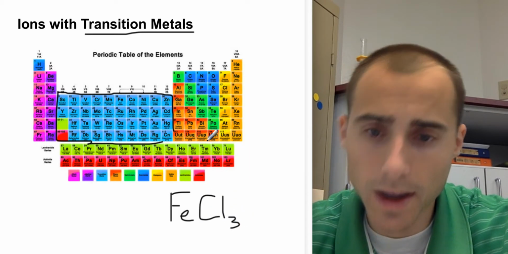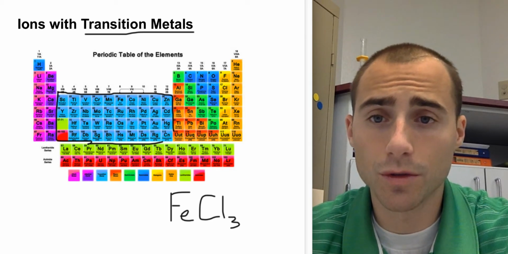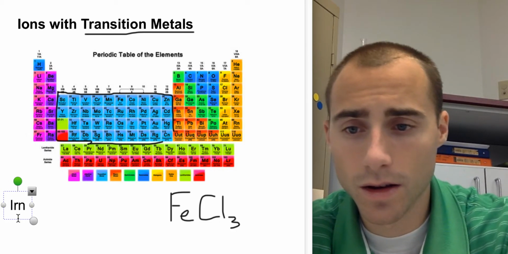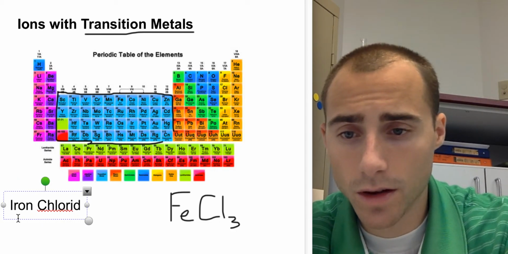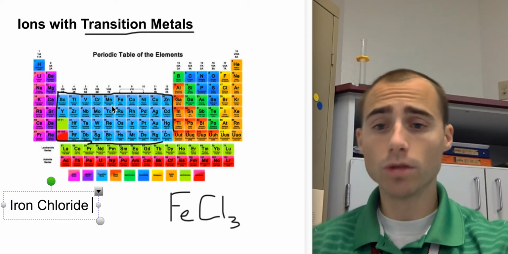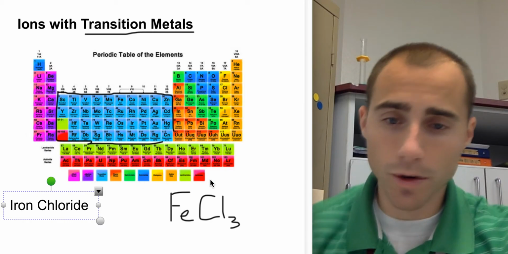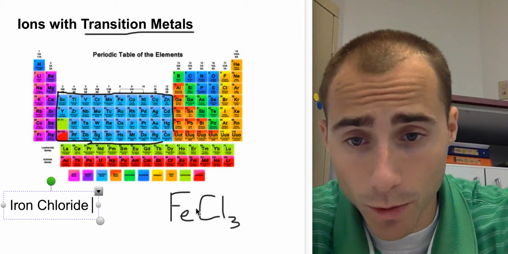FeCl3. The typical name for FeCl3 would be iron chloride, right? But then you find out that iron is right here. It's a transition metal, which means I have to add a Roman numeral. That's what Mr. Wilson said. So I have to add a Roman numeral because it's in the middle. So we have iron chloride. How do I figure out what Roman numeral should go in here?